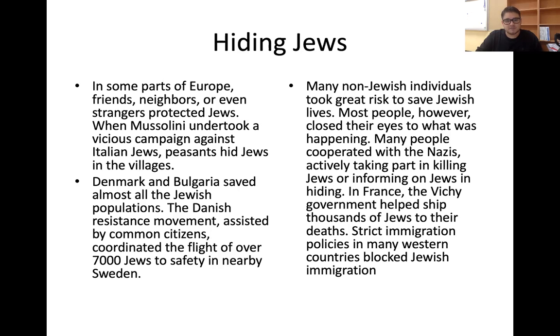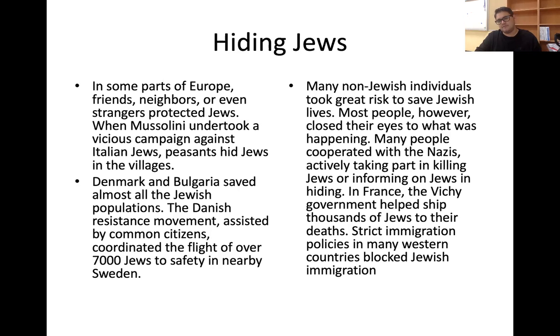The Danish resistance movement, assisted by common citizens, coordinated the flight of over 7,000 Jews to safety in nearby Sweden. Many non-Jewish individuals took great risks to save Jewish lives. Most people, however, closed their eyes to what was happening. Many people cooperated with the Nazis, actively taking part in killing Jews or informing on Jews in hiding. In France, the Vichy government helped ship thousands of Jews to their deaths. Strict immigration policies in many Western countries blocked Jewish immigration.